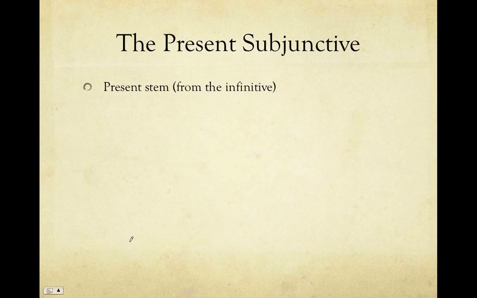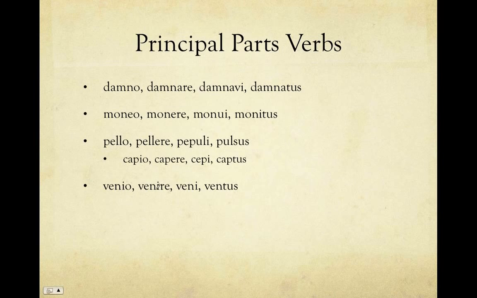To form the present active subjunctive, you're going to start with the present stem, and you find this in the infinitive. Remember, in our principal parts, the second principal part is our infinitive, and it's from this that we're going to pull our stem. So the stem for damnare, to condemn, is damna, drop off the re.